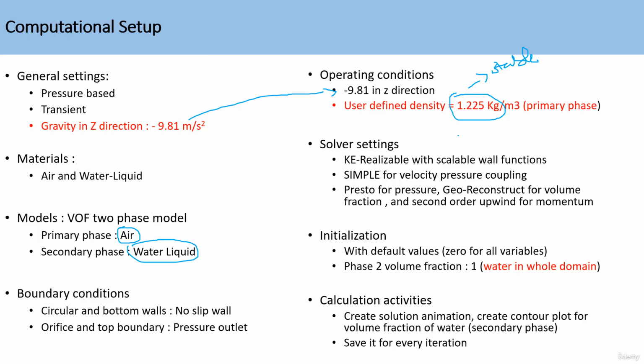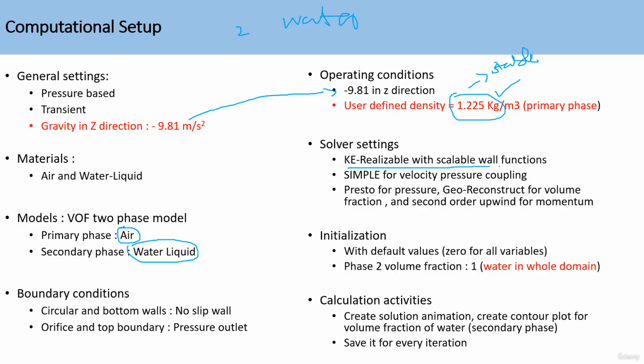So if you make the operating density that of the heavier fluid, this will make instability in the problem. And also, another thing is that the primary fluid will be there forever. The secondary phase is water. So that water will be drained out from the geometry, and this will be filled with the air. So the density of the fluid which will be there should be defined there. This is the second logic.